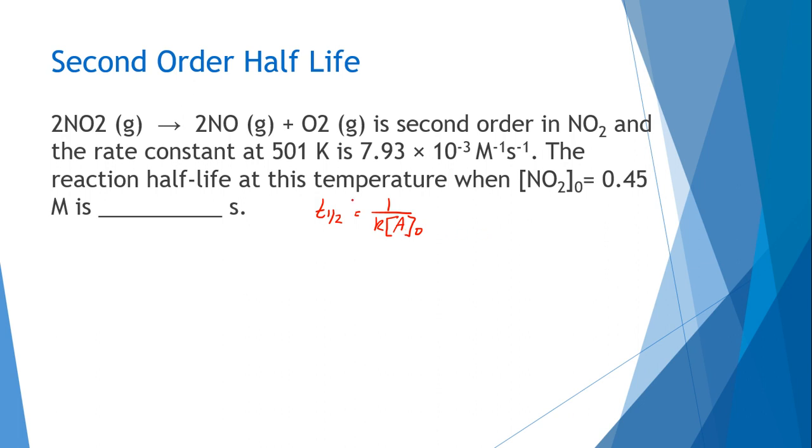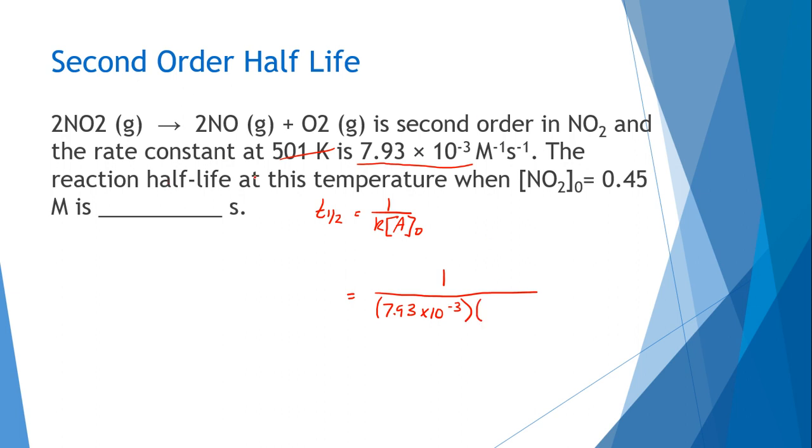So here it says, for the second, the rate constant at 501 Kelvin, so that's temperature, that's not my rate constant, that's just temperature. My rate constant is actually 7.93 times 10 to the negative third. So I need to plug that in for K. So I'm going to do 1 divided by, and let's plug that number in for K, 7.93 times 10 to the negative third.